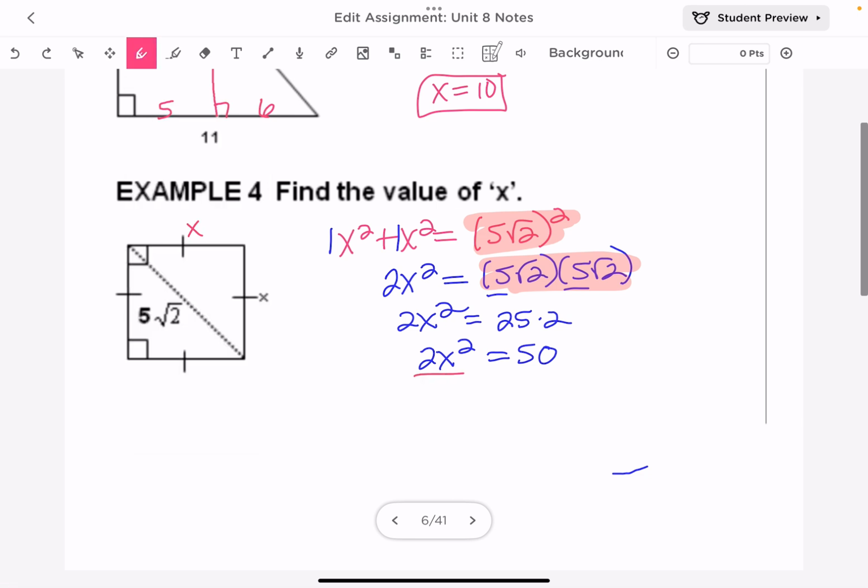So you can check that in the calculator. All right, so now I'm going to divide by 2. So I have x squared equals 25. And now I can take the square root, so x is 5. Okay, so again, just something small in that problem. It's not very hard, but just one little mistake on that, and it's going to mess you up.